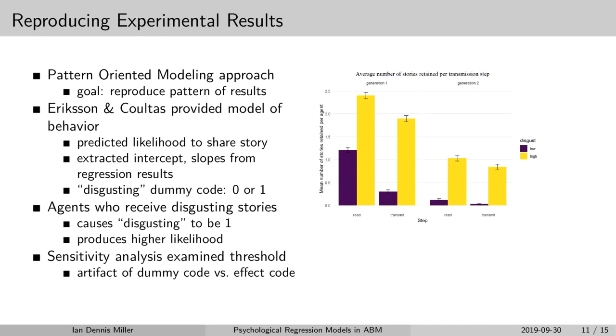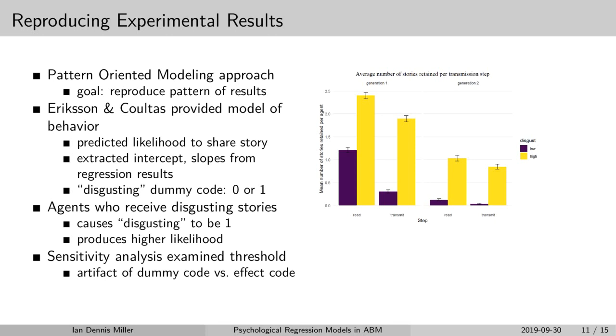My preference would have been for that term to be effect coded as -1 and +1, which would have a mean of 0 and would be therefore centered. However, they didn't do that, and that's absolutely fine. It just means that we're going to have to calibrate our threshold.